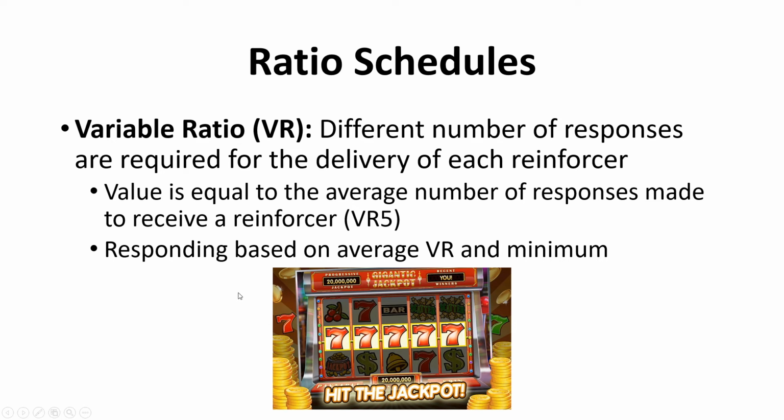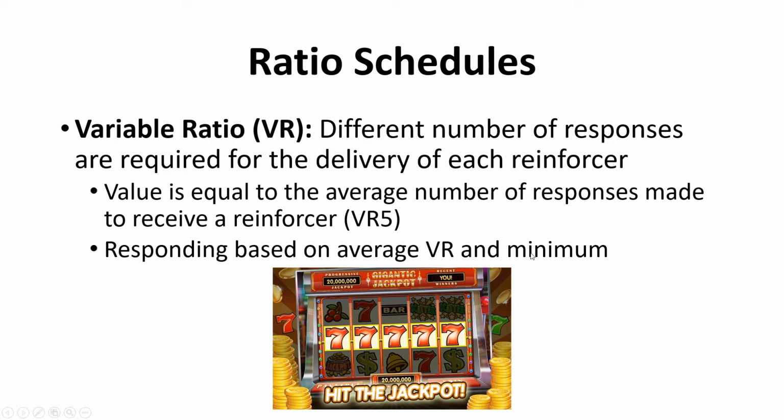And our rate of responding will vary based on the average VR. So with our example here of VR5, on average, every 5 lever presses is going to get you reinforcement. That's a low enough ratio that there would probably be fairly continuous responding. The minimum number of responses that are required to see reinforcement is also going to play a role.